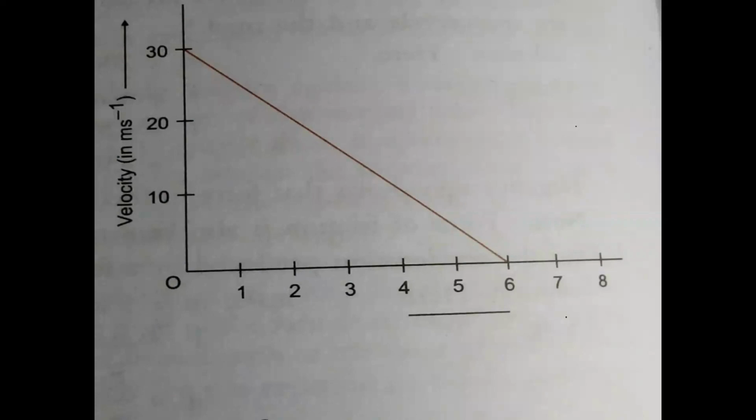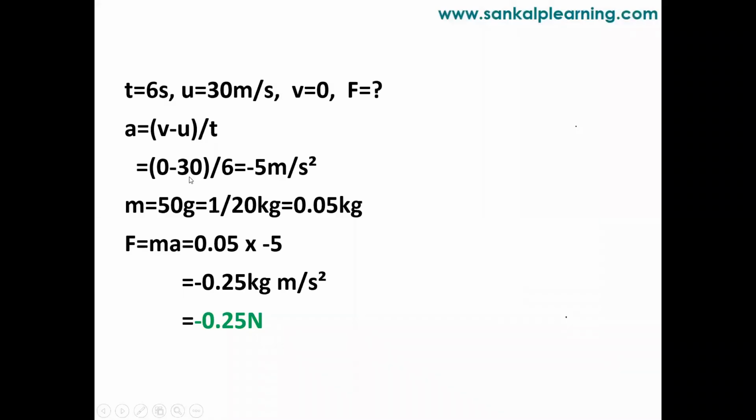See the graph first here. The velocity is along y-axis and the time is along x-axis. See the line here. The line is coming in the downward direction. That is from 30 is the velocity, 6 is the time. Can you see? Okay, so let us see the solution part. So as I told you, the time is 6 seconds. Initial velocity is 30 meter per second.